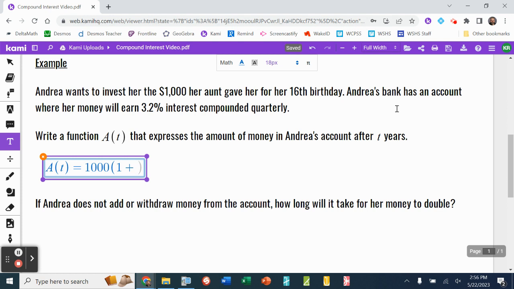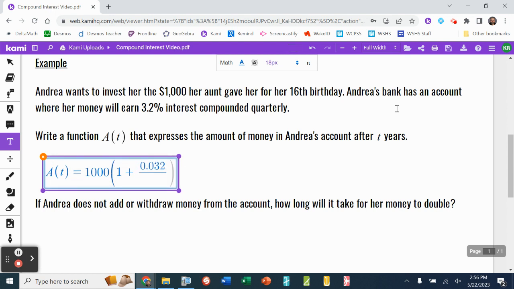Then the account she has selected is going to receive 3.2% interest annually, but they're going to compound it quarterly for her. So we need to take this 3.2% and write it as a decimal. So that's going to be 0.032. And if you're not sure about that, use a calculator and take 3.2 and divide it by 100. In the formula, though, we're going to divide it by 4 because we're going to apply 1/4 of it each quarter or every 3 months.